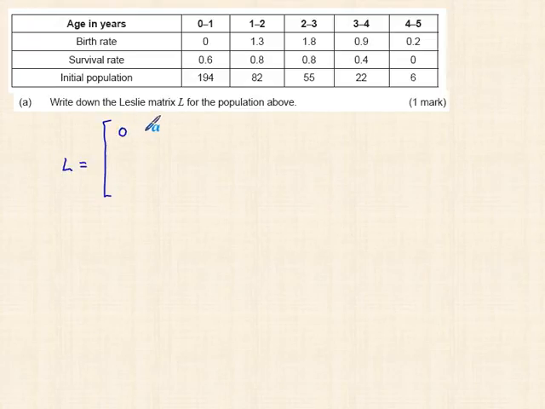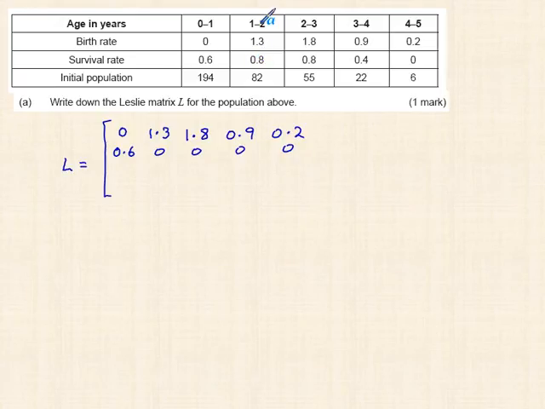So 0, 1.3, 1.8, 0.9, and 0.2. Now for the survival rates. In the second row we put 0.6, and then the rest of the row is zeros.